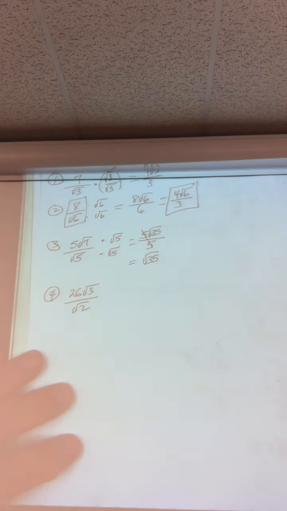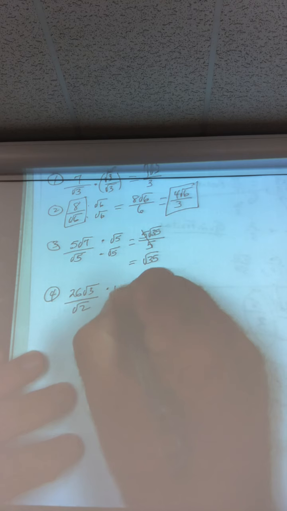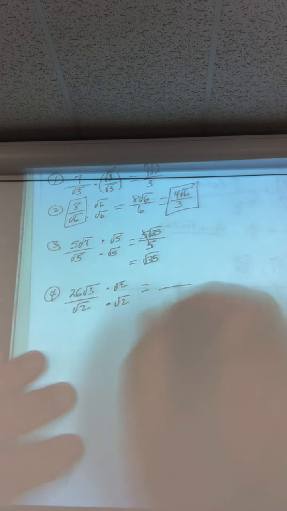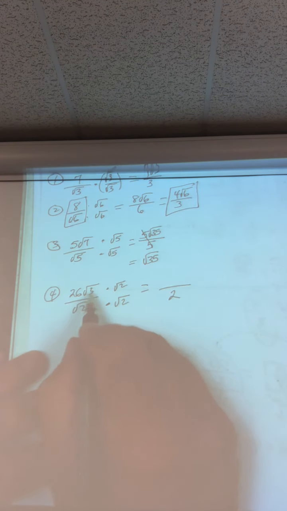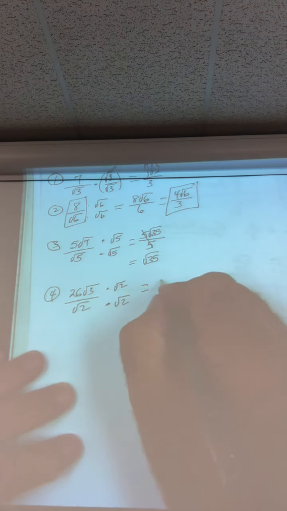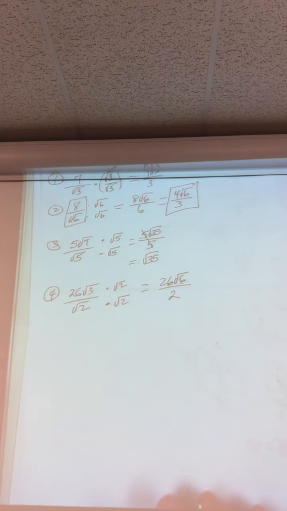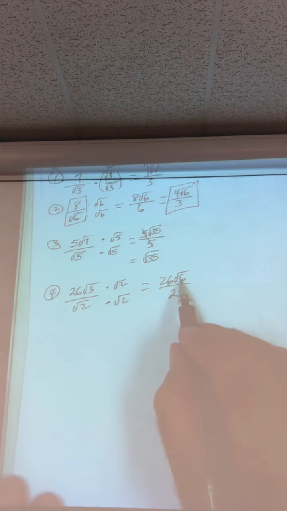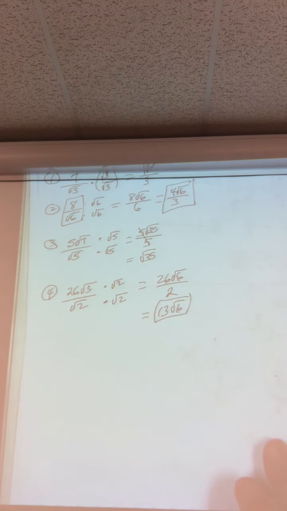This one works the same way, so I'll just go straight through it. Multiply bottom and top by square root of 2. Square root of 2 times square root of 2 is square root of 4, which is 2. And 26 square root of 3 times square root of 2 is 26 square root of 6. That won't reduce, but you can't touch it. But you can divide 2 into 26, which is 13 square root of 6.